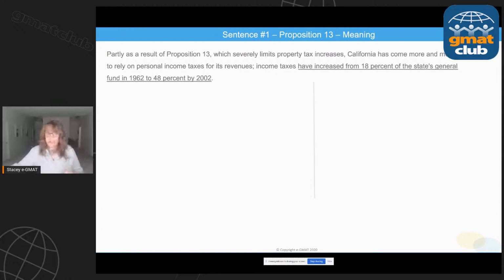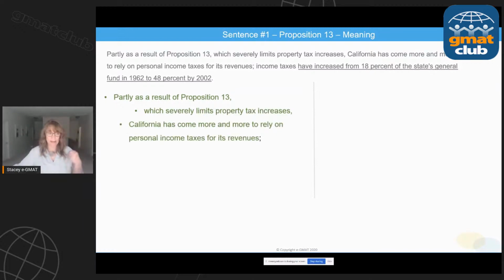So, first step for the eGMAT approach is always to read slowly, use your pause points, and really extract the meaning and understand. We say spend 45 seconds to a minute on the original sentence so you understand what that author is intending to communicate. So as you read, partly as a result of Proposition 13, so I know I have this proposition that has taken place, which severely limits property tax increases. So that would be nice. Now I know what this proposition is doing, so I get that description.